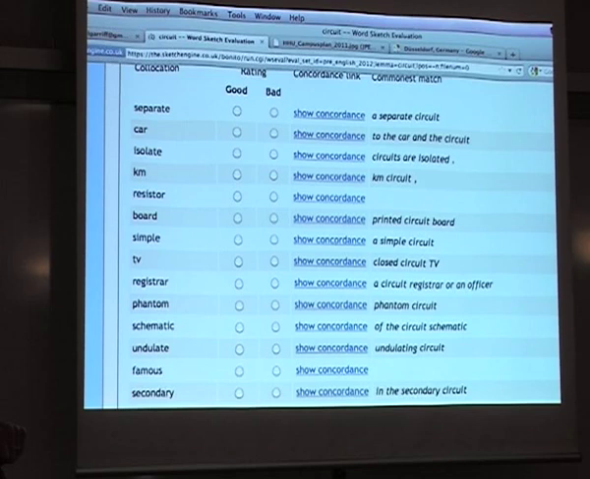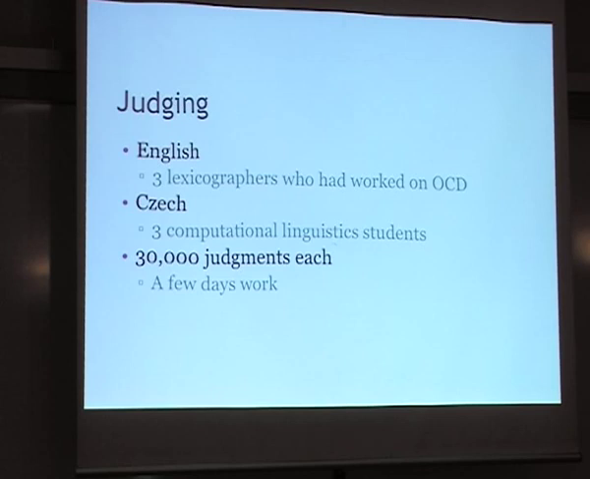For English, we had the good fortune to actually get hold of a lexicographer who'd worked on the Oxford Collocations Dictionary to be our judges. The Czech we didn't have, so we used three computational linguistics students. We were asking each of the judges to make 30,000 judgments, judgments being ticking good or bad in one of those boxes like the previous slide. So it was a few days' work, so it wasn't a vast amount of work, but it was certainly non-trivial.